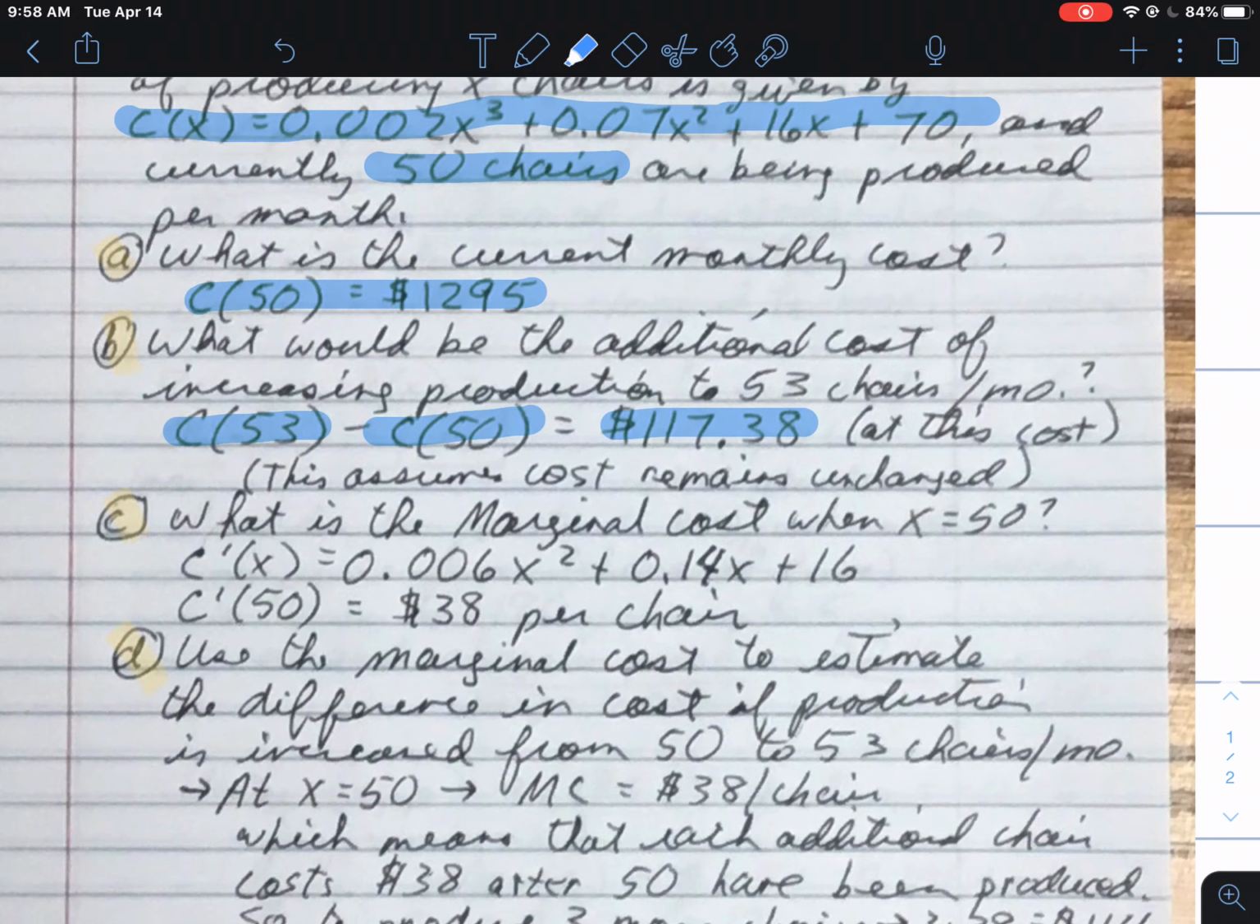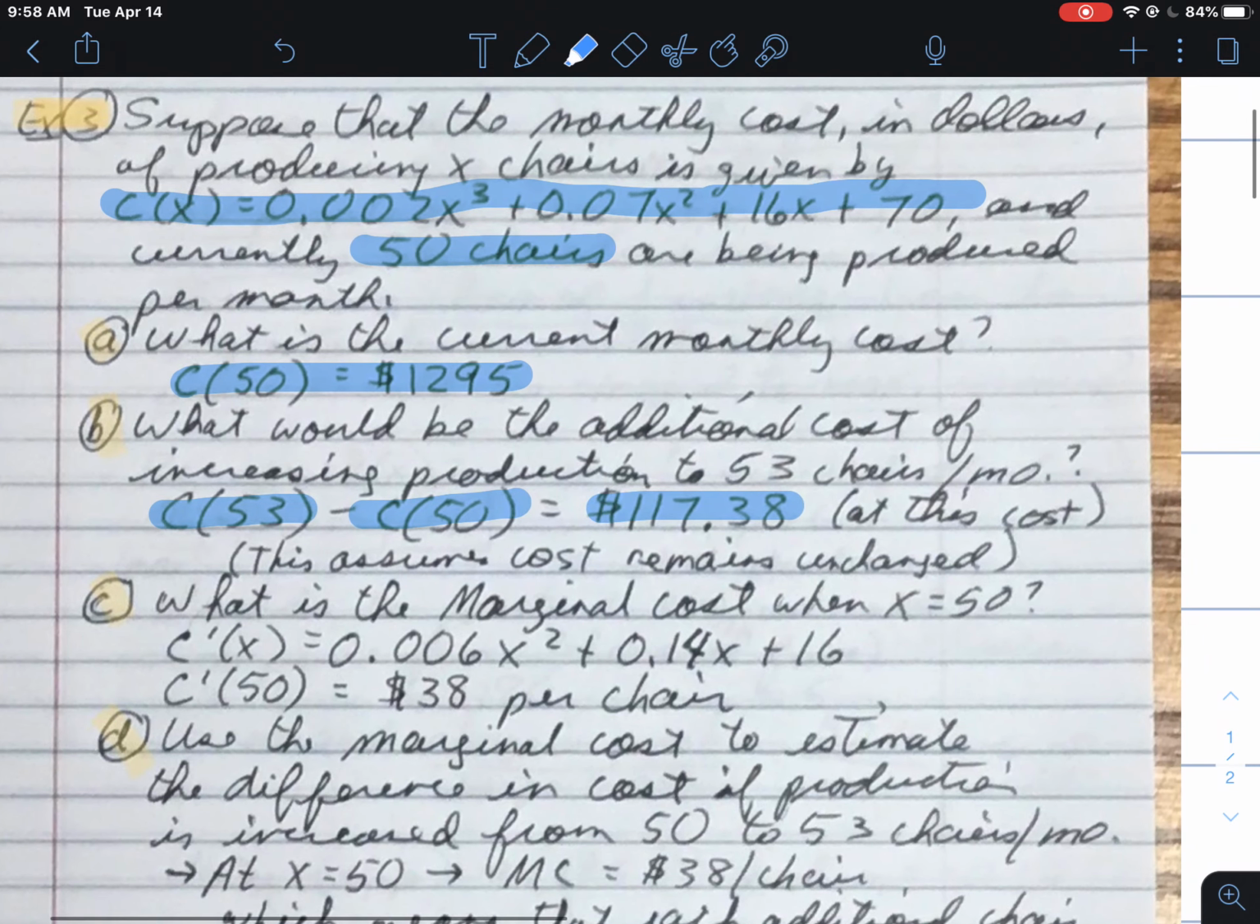Now, here's the thing. The cost function that we have, C of X, was calculated or determined based upon the current production level of 50 chairs per month. Here's the first question to think about, especially you business majors. If you change the production level, would your cost function change? Now, not just the cost.